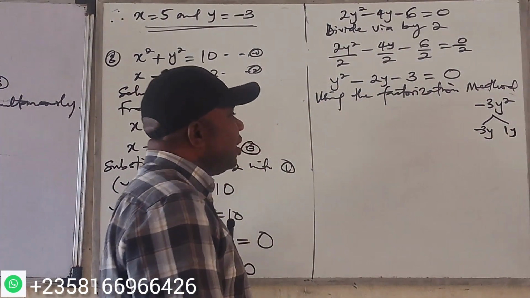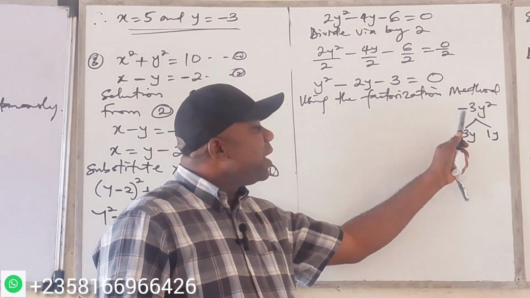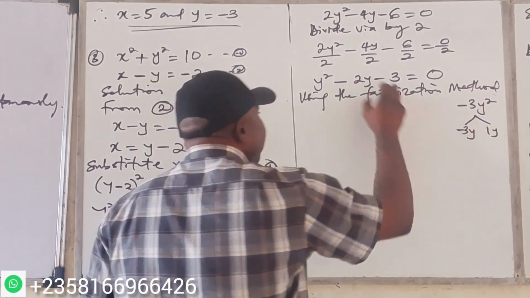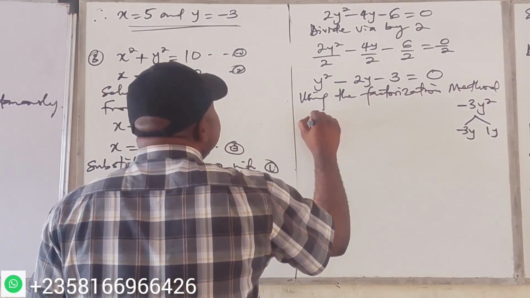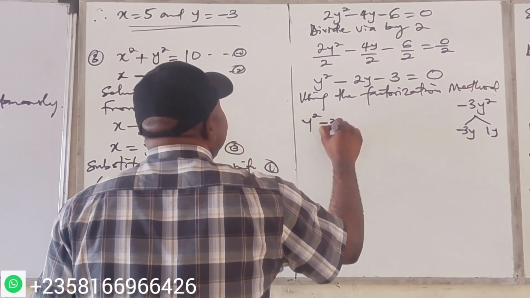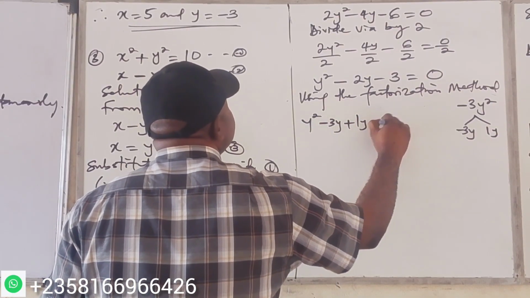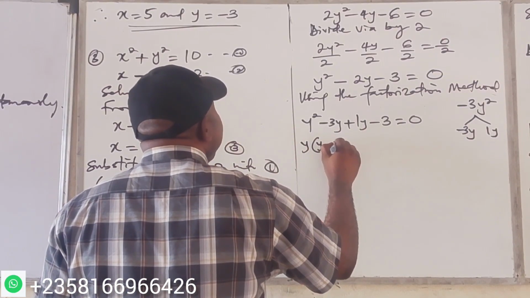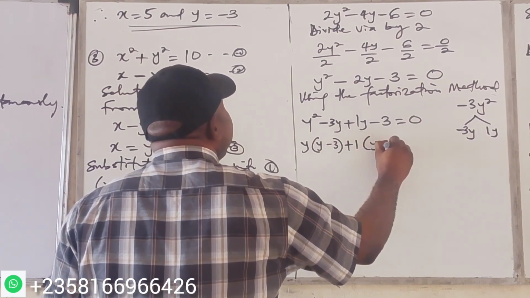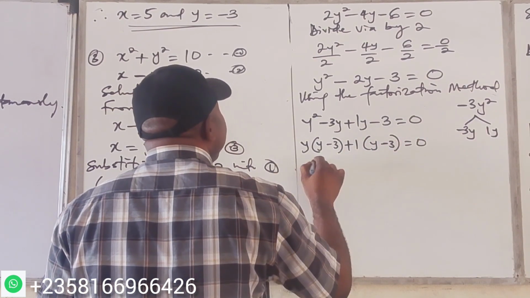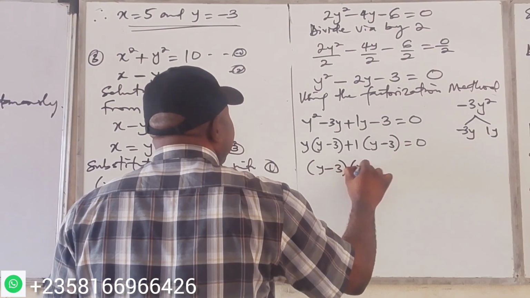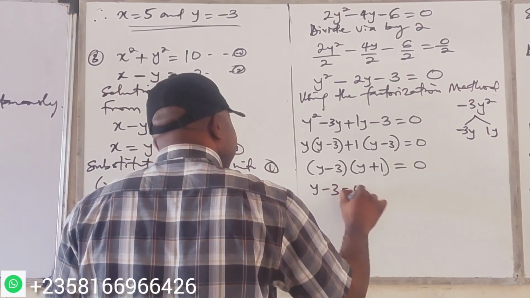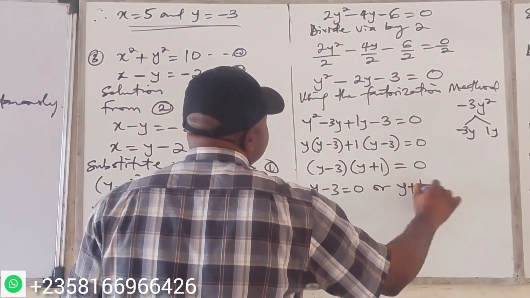Now let's do it together. Minus 3 times 1 is minus 3. Minus 3 plus 1 is minus 2. So now these two factors will take the position of minus 2y. It means we have y squared minus 3y plus 1y minus 3 is equal to 0. So here, y is common. So we have y times y minus 3 plus 1 times y minus 3 is equal to 0. So it therefore means that y minus 3, y plus 1 will be equal to 0. So y minus 3 is equal to 0 or y plus 1 is equal to 0.